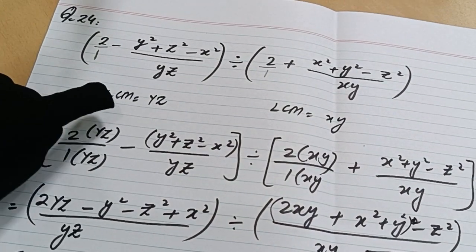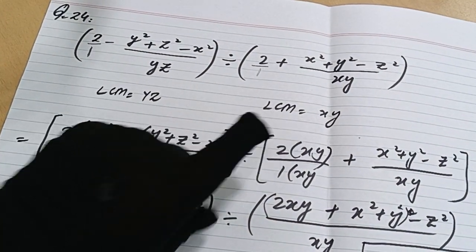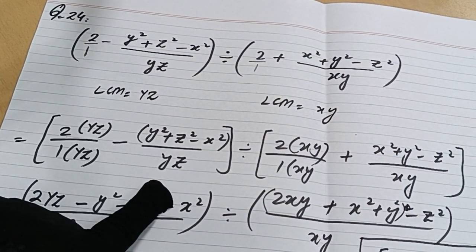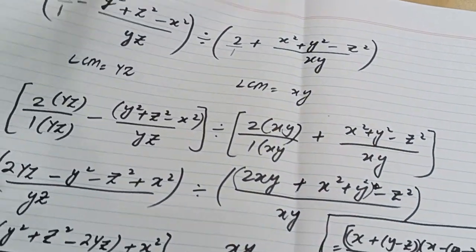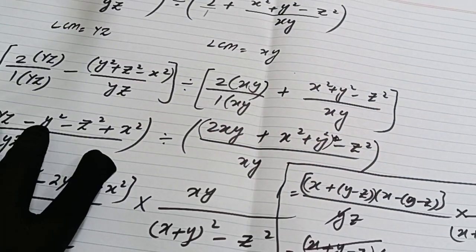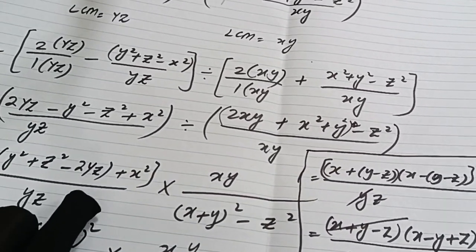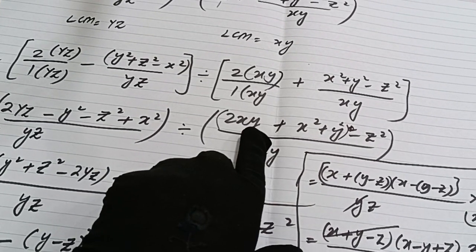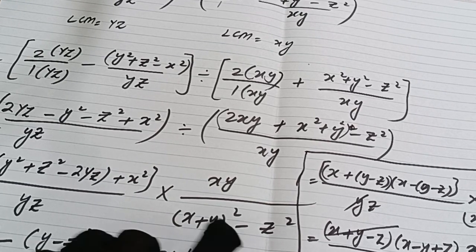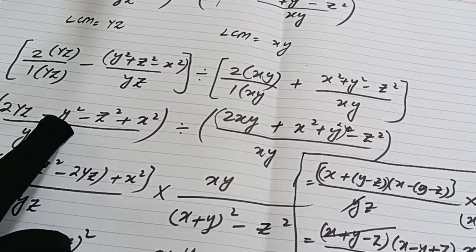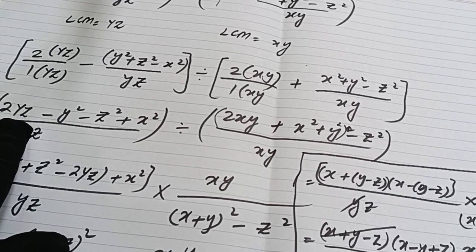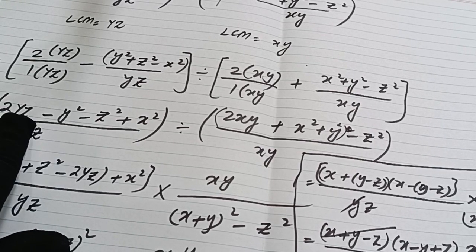Let me explain again. We just decided about the LCM. We make the denominator equal to LCM here and here. Completely factorize this one and simplify this one, simplify this one. After simplification, we check that they are also identity completing, so we try to complete that identity. Here also identity completing with y and z and 2 times yz. So we try to complete the identity.